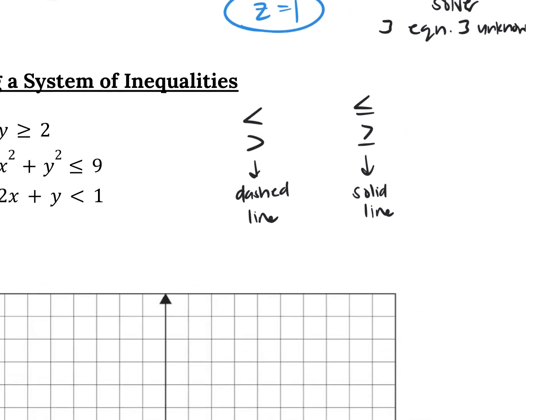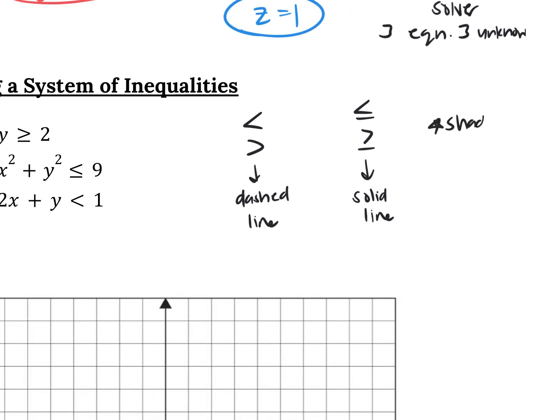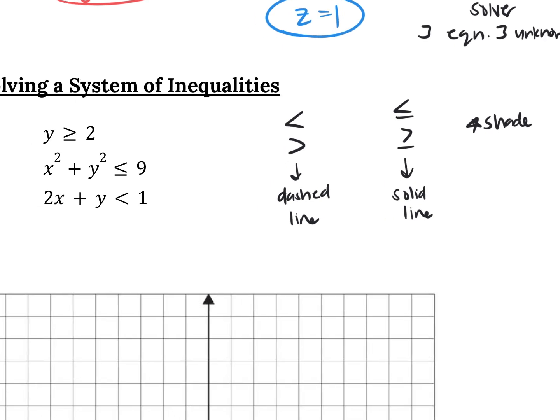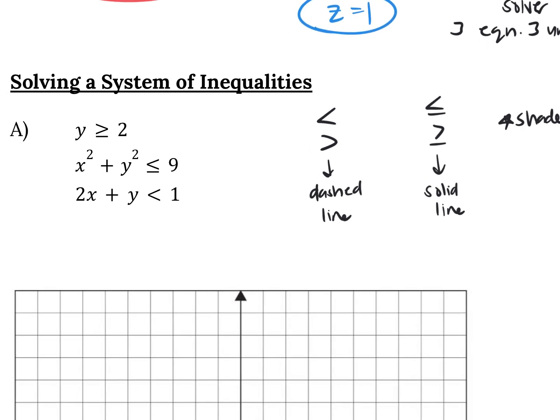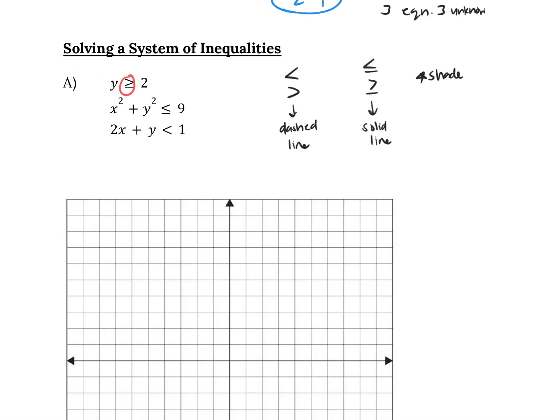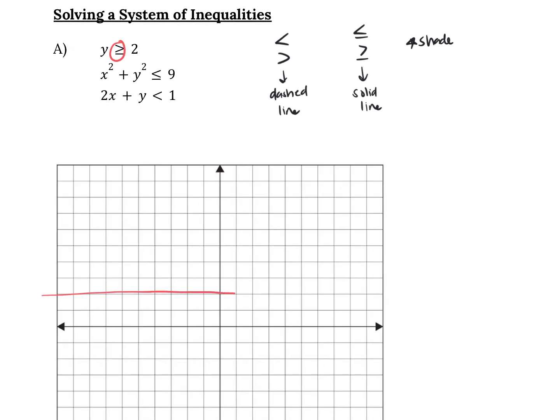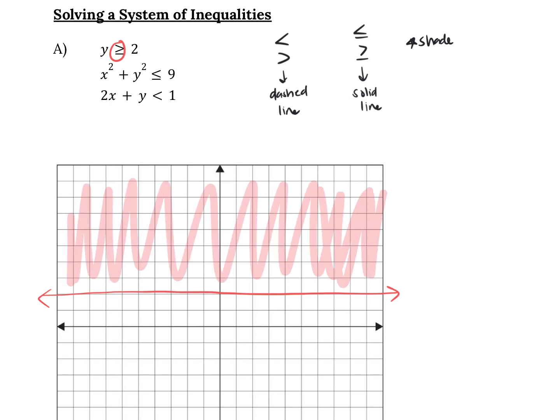And then we do have to remember to shade. So test a point and shade either where it's true or where it's false, depending on which one you're testing. Okay? So starting out, I'm graphing the line y equals 2. So y equals 2 would mean it's a solid line going through the point y equals 2. If I test the point 0, 0, is 0 greater than or equal to 2? No. So I'm going to shade on the opposite side of where 0, 0 is.